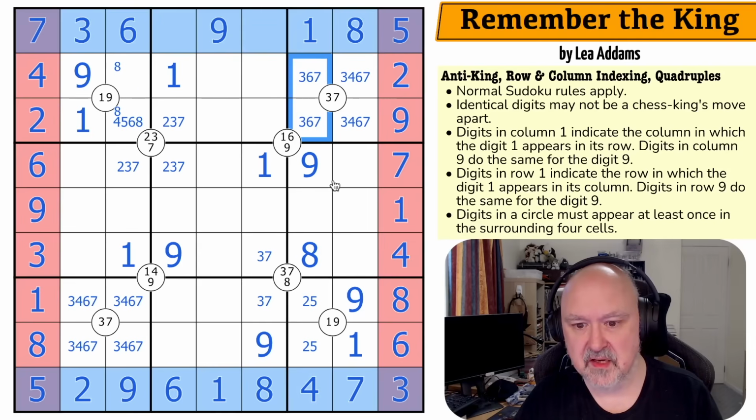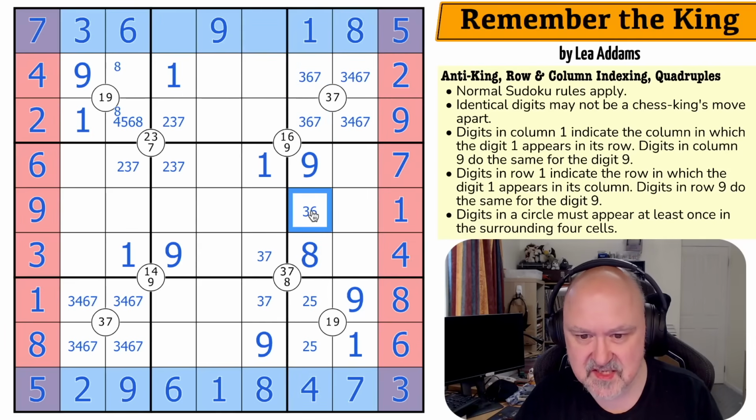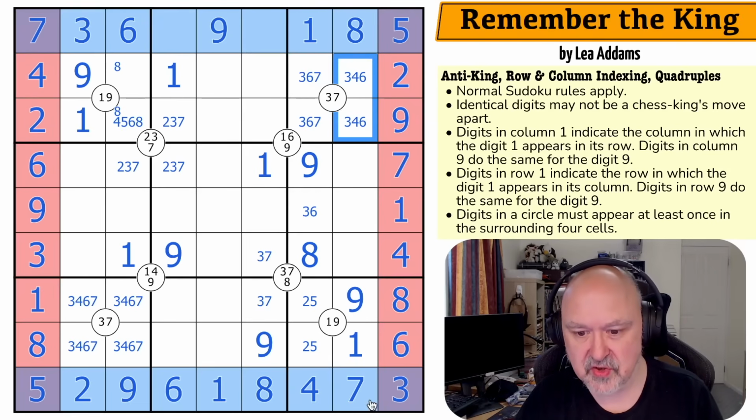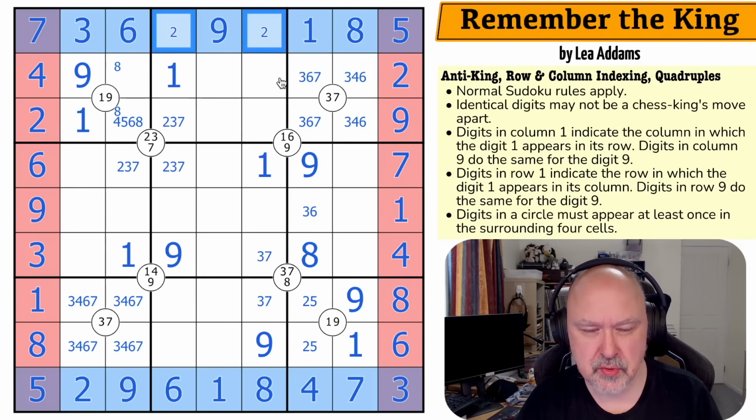7 must be in here because this is a 3, 6, 7 triple and I can't put a 7 here. So this is 3, 6. The 7 must be in here. There's no 7 in here, which I could have got from that. Okay, but I didn't. What are these? 2, and I need a middle digit, which must be a 4.